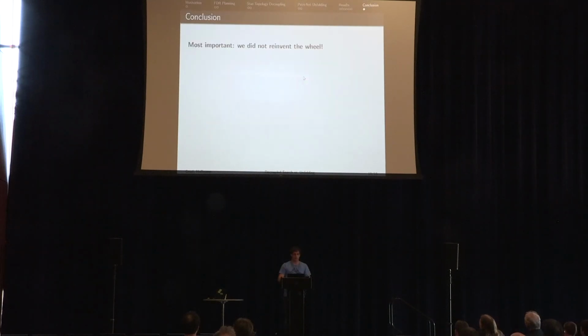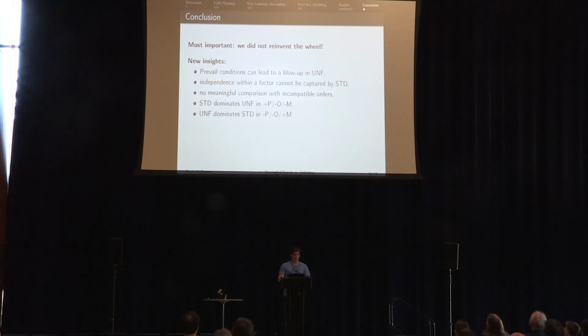So to conclude, the most important insight that we got is really, yay, we did not reinvent the wheel. Further insights, well, with prevail conditions, unfoldings do not work well with those. Independence within a factor cannot be captured by decoupled search directly, but we need some other methods to deal with this. With incompatible orders, there's no way to compare the two, and we have these two dominance results.